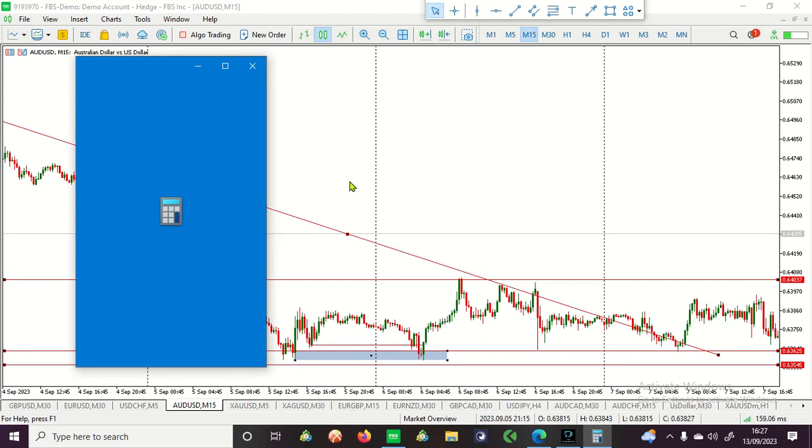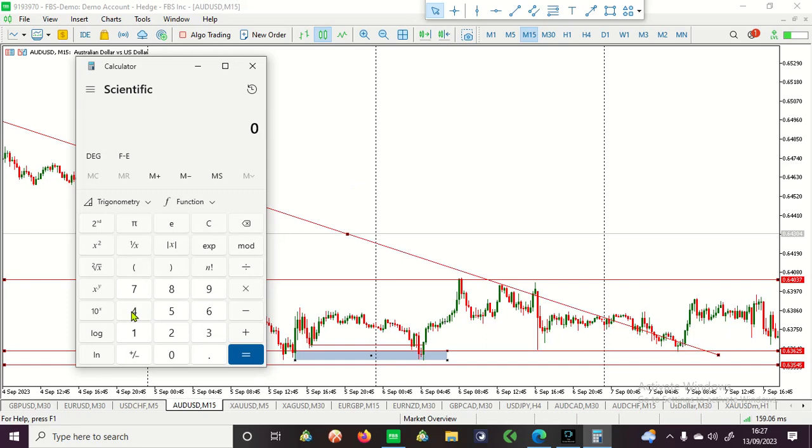So first of all, we have 45 divided by 8. Let's see. We have 5.6. That is 1:5. It's a good trade to take. So anyone that is below 1 to 3, we are not going to take the trade.